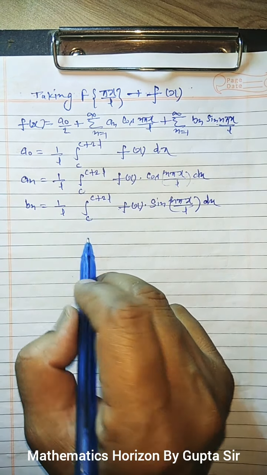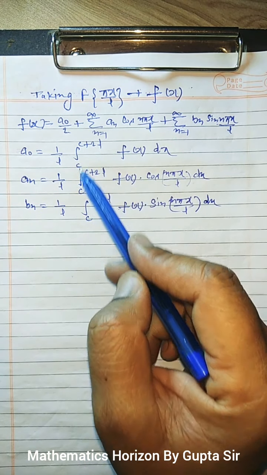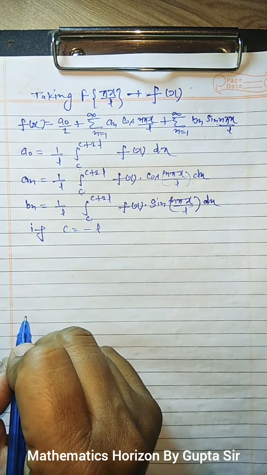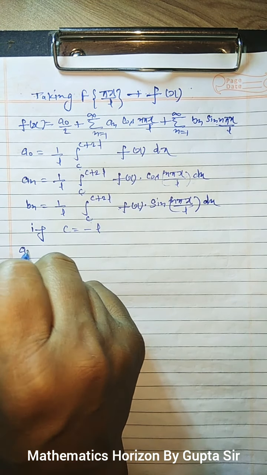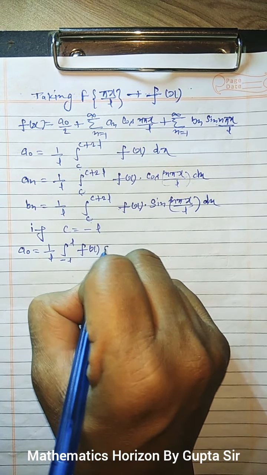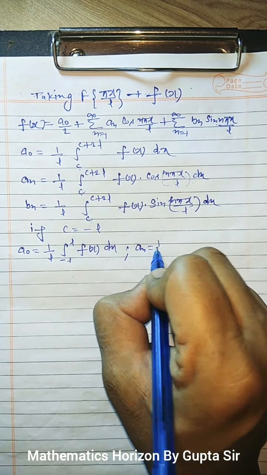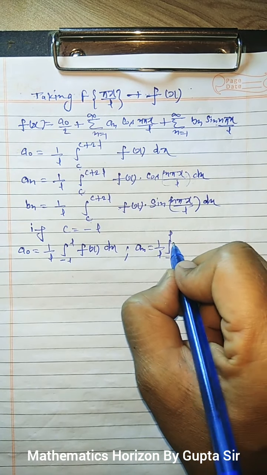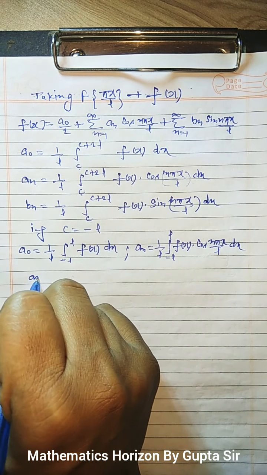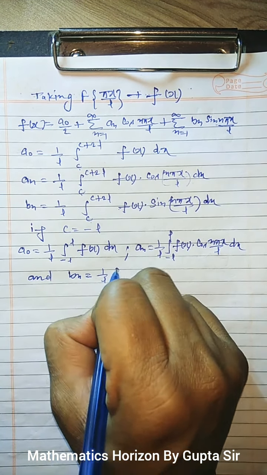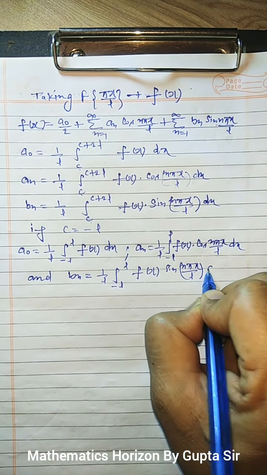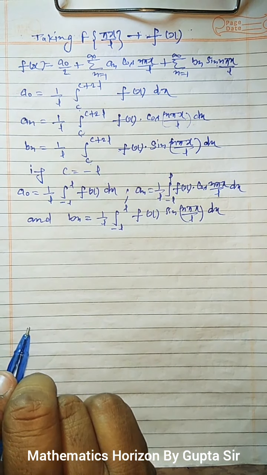Now when c equal to 0, here a0 will be from 0 to 2L, and if c equal to minus L, in that case a0 will be 1/L integral from minus L to plus L of f(x) dx, an equal to 1/L integral from minus L to plus L of f(x) cos(nπx/L) dx, and bn is equal to 1/L integral from minus L to plus L of f(x) sin(nπx/L) dx. Now two cases arise.